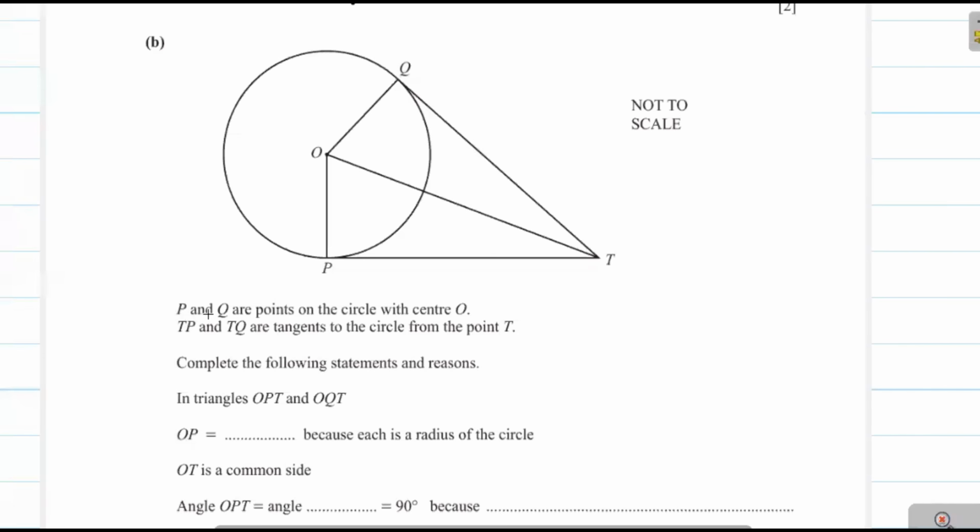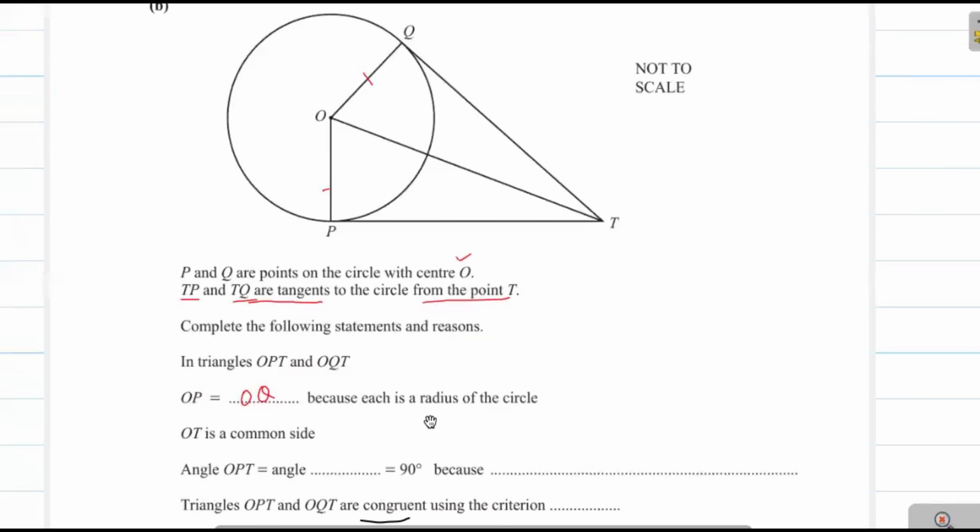Now the part B, P and Q are points on the circle with center O. TP and TQ are the tangents to the circle from the point T. Complete the following statement and reason. In triangles OPT and OQT, you see here this is OPT and this is OQT. OP is equal to OQ because each is a radius of the circle. We write here OQ. Next OT is the common side. You see here this is the common side.